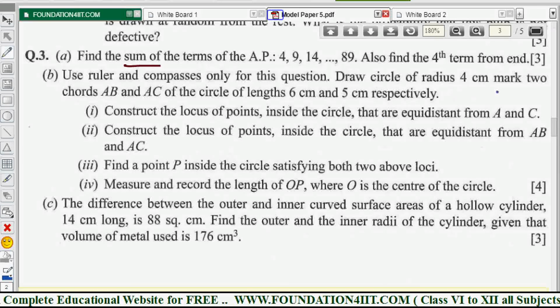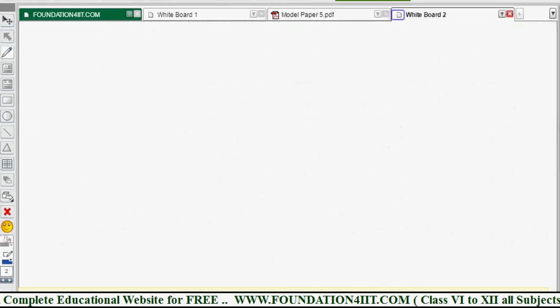So always remember, whenever you want to find the equidistance from the vertices, we should bisect that line segment, AC. If you want to find the equidistance from the sides AB and AC, A is the common point, so we should bisect the angle between these two. So let's take the circle of 4 centimeters. Geometrical constructions are available in the same channel, you can go through.